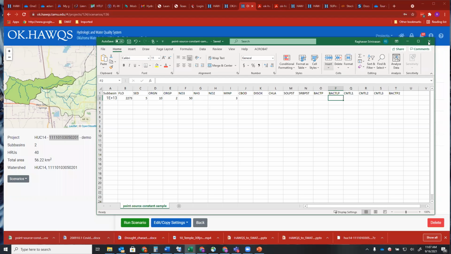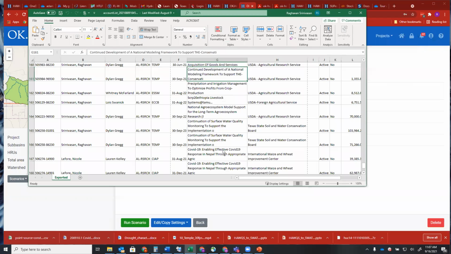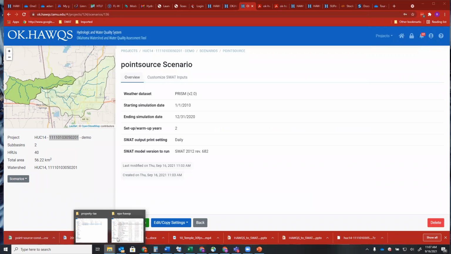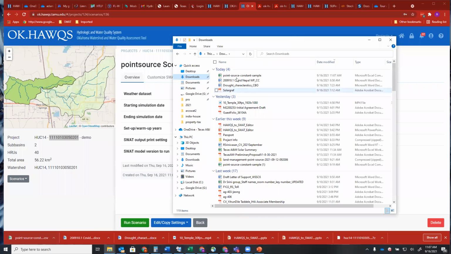okay, close it, and go to my next screen. Okay, I need to move it. Okay. So here's the one that I just downloaded, right? I made the modification.